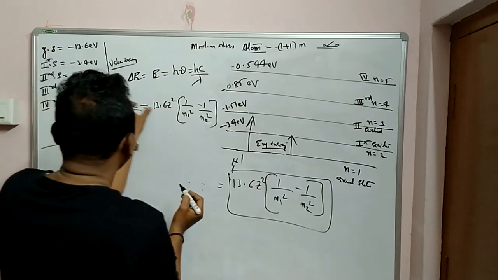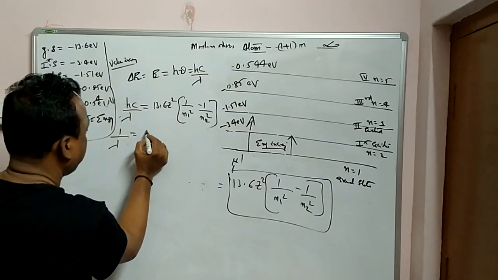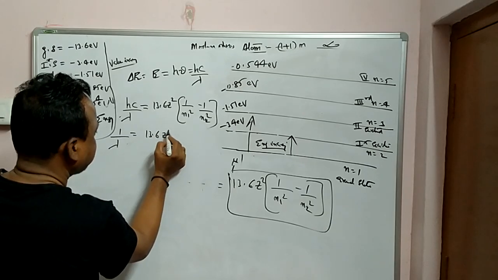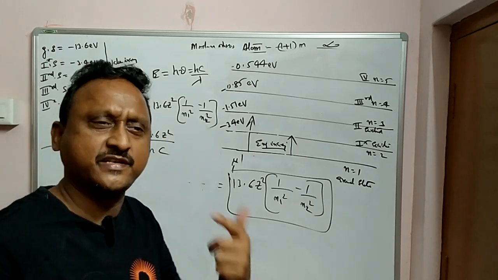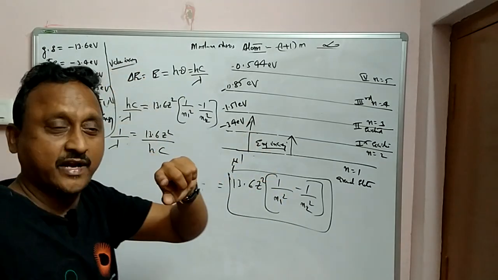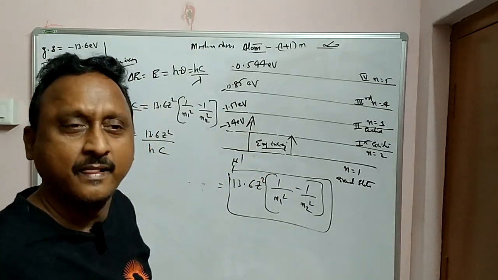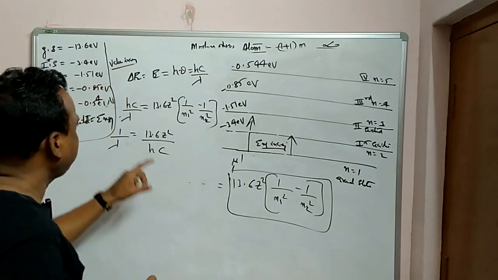So when you put hc value here down, I will take it as 1 by lambda is equal to 13.6 Z square by hc. H is Planck's constant, 6.62 into 10 power minus 34 joule second. C is velocity of light, that is 3.0 into 10 power 8 meters per second.